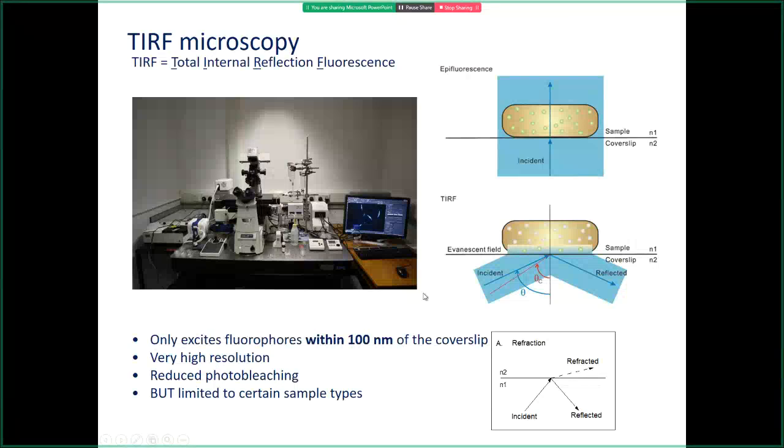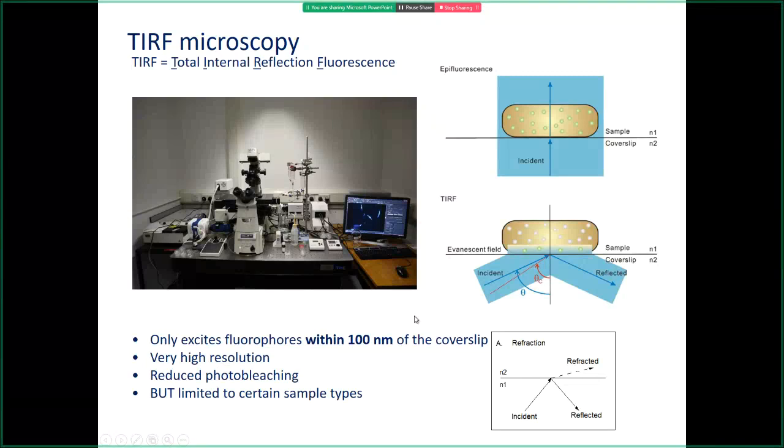TIRF relies on the phenomenon called total internal reflection. And if you remember your O-level or your GCSE physics or your A-level physics, you will know that if you shine light within a glass, say within a glass fibre, and if the angle of incident light on the surface of that glass exceeds what we call a critical angle, it will be totally internally reflected. Of course, that's the whole basis of fibre optic communication.